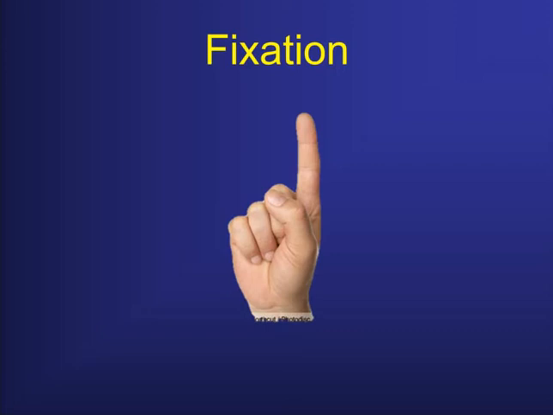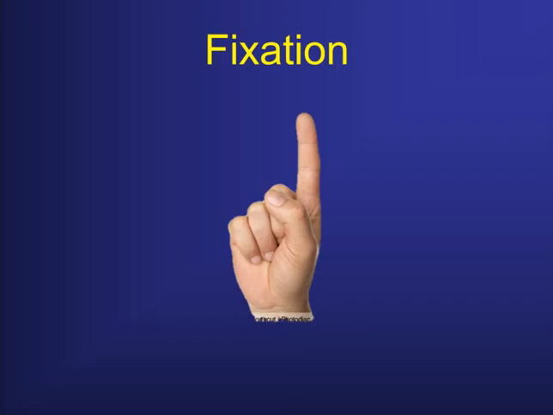Let's try these out. You may want to pause the presentation while you try each of these exercises. Hold your finger or another target straight out in front at eye level and at arm's length. With both eyes open, look at the object. Your ability to hold your eyes when looking at an object is fixation. If you can keep your eyes on the target, you are able to maintain fixation.